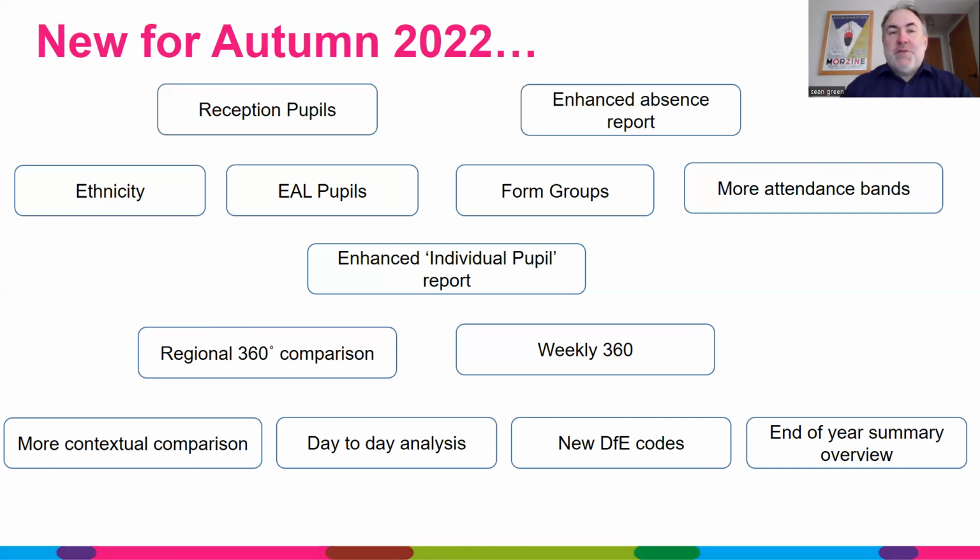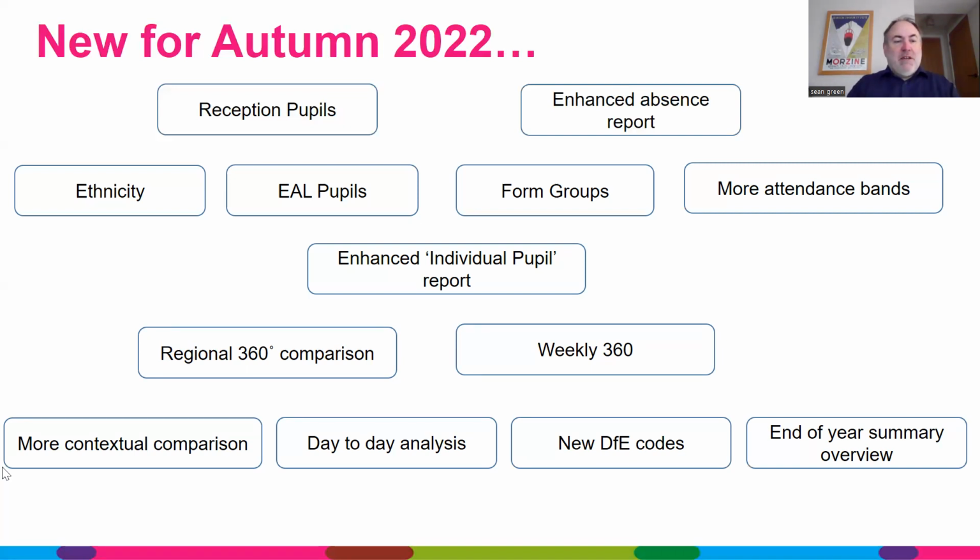All of the reports for autumn 22 and this academic year reflect the new DFE codes as they have done throughout. And we've also, I'm sure you've seen, got an end of year summary overview. So you can look back at 2021-22 and compare that and see what does attendance look like this year and how does that compare to what it looked like in previous years.